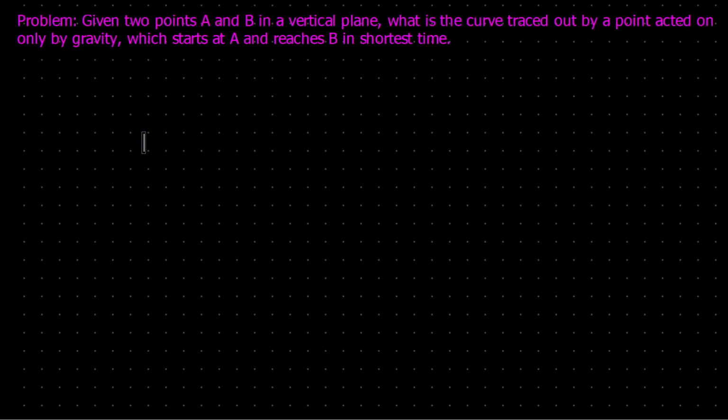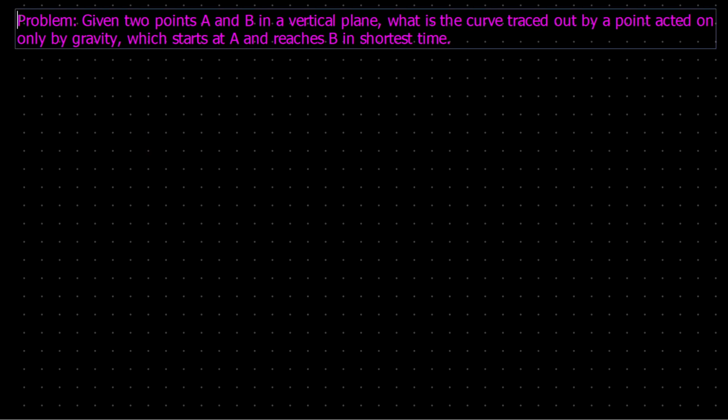So his problem statement was the following. It says, given 2 points A and B in a vertical plane, what is the curve traced out by a point acted on only by gravity, which starts at A and reaches B in the shortest time?